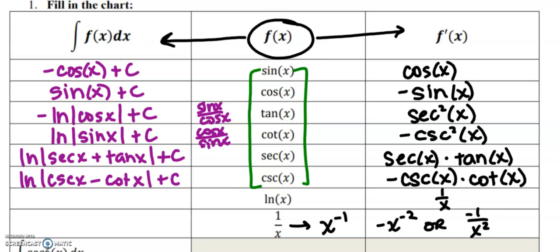The antiderivative of natural log. You guys actually don't know how to do that yet. That requires something called integration by parts.